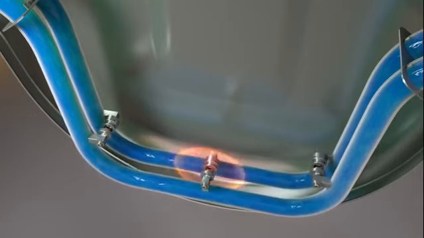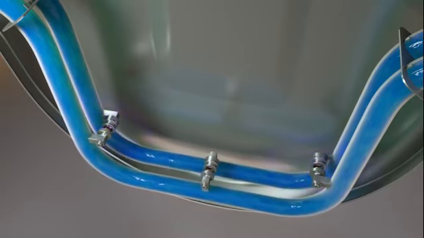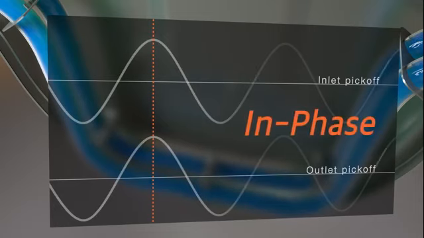of the tubes. Magnet and coil assemblies, which are called pickoffs, are mounted on the flow tubes. As the tubes oscillate, the voltage generated from each pickoff creates a sine wave. The sine waves generated indicate the motion of one tube relative to the other. When there is no flow, the inlet and outlet sine waves are in phase, meaning they are in a synchronized motion.